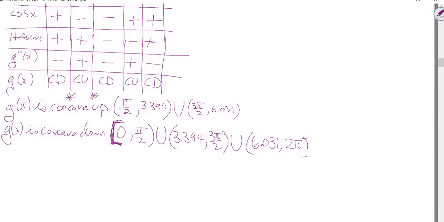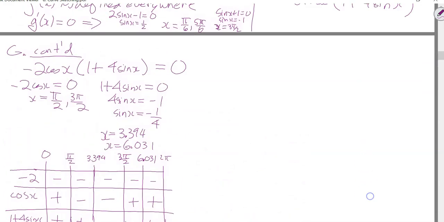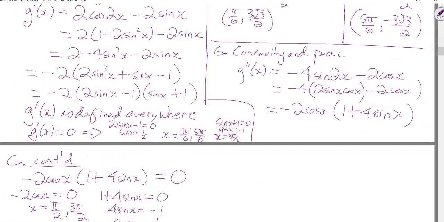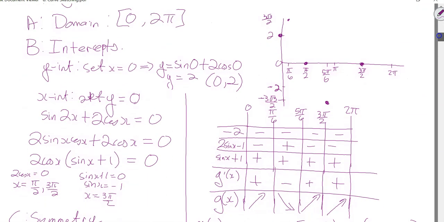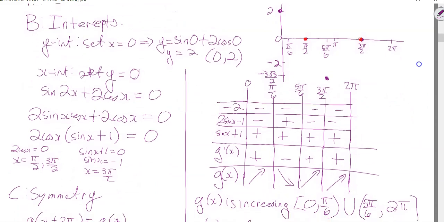Asterisk, asterisk, asterisk, asterisk. So at the asterisks, there are points of inflection. But we've already got values for some of those, right? π/2, 3π/2, those intercepts. There, π/2, 3π/2. Okay. So they're points of inflection. What else?